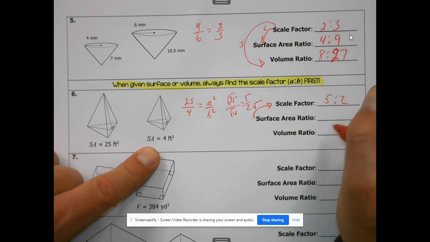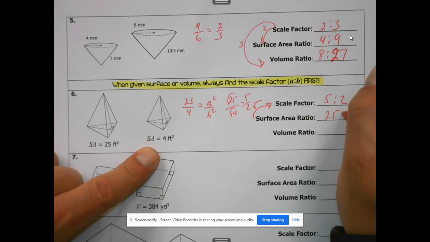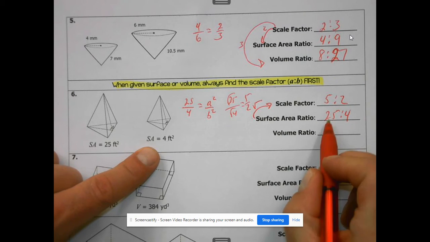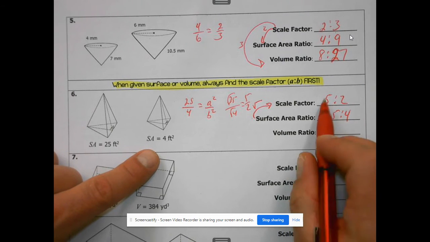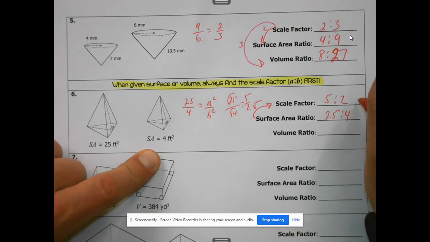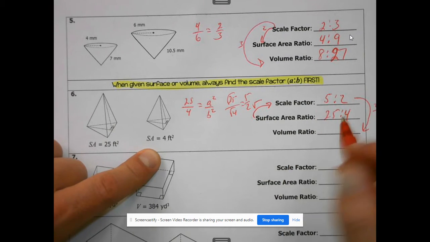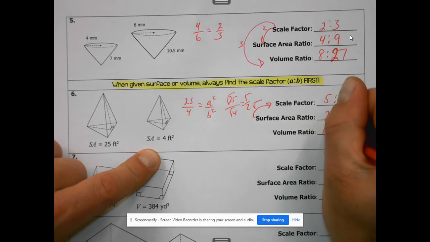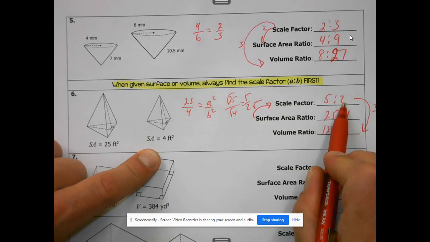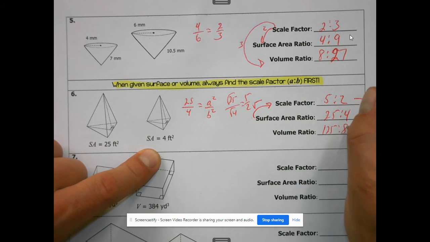5 to 2. We were given this, and I have to square root to go back. Square root to go back. Now, to go from here to here, I just have to cube. 5 cubed is 125. 2 cubed is 8.